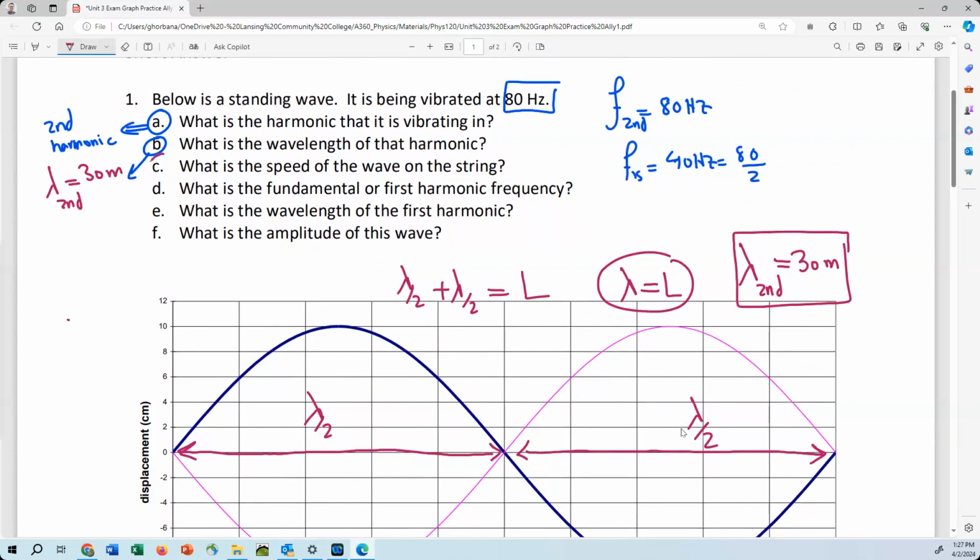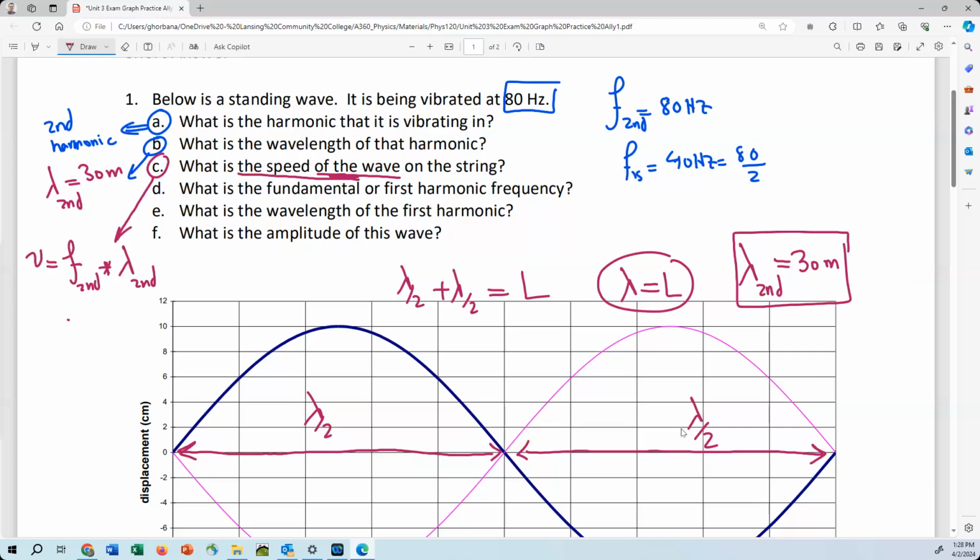Okay, C. What is the speed of wave? If we are supposed to calculate the speed of wave, we can just say wave speed is the frequency of the second harmonic multiplied by the wavelength of the second harmonic. You cannot multiply the frequency of the first harmonic by the wavelength of the fifth harmonic, for instance.